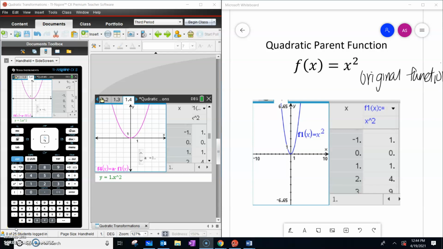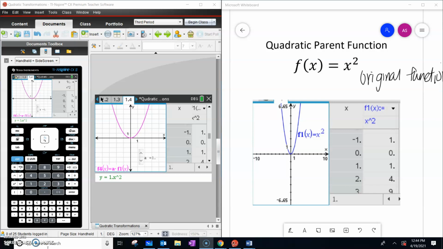All right, so today we're going to be looking at quadratic transformations. We're going to be starting off with our quadratic parent function, which is f of x equals x squared. You talked a little bit about transformations in middle school, where you had reflections and slides and translations and all that. That's pretty much the same thing we're doing here, except we're using a quadratic or a parabola.